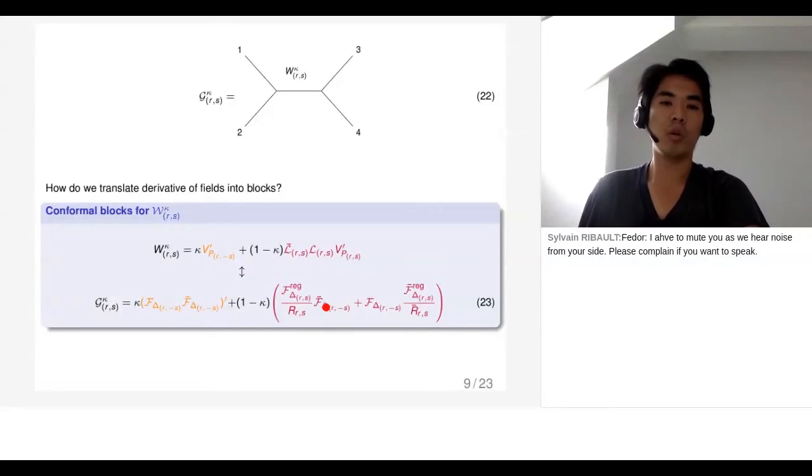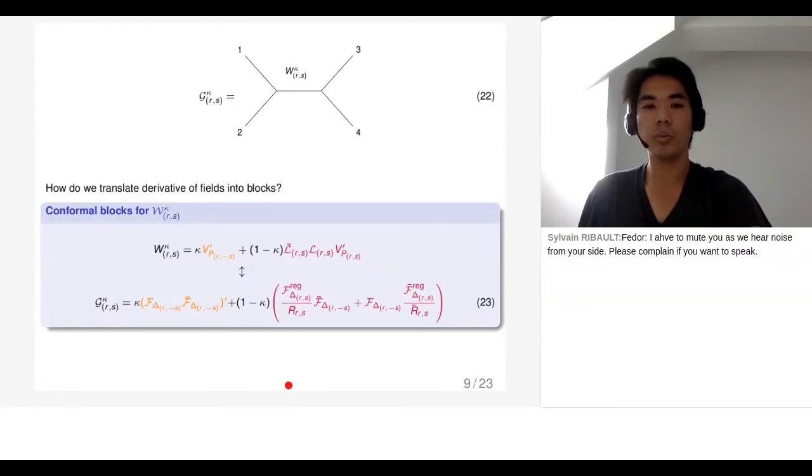And what we're going to do now is to show that whenever this logarithmic block here is constrained by degenerate fields, this coupling parameter kappa here will be taking a fixed value.